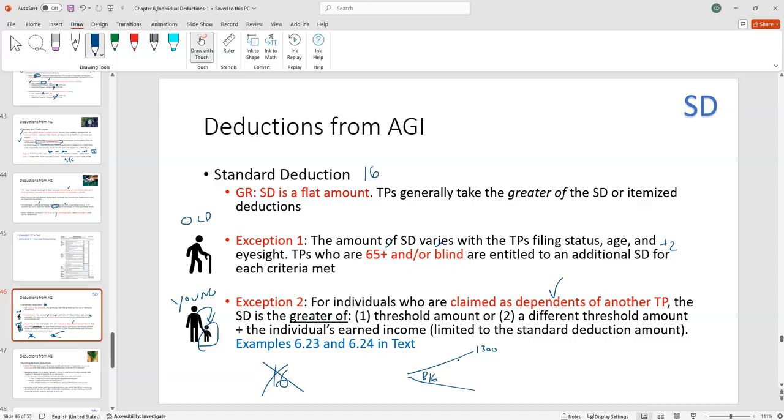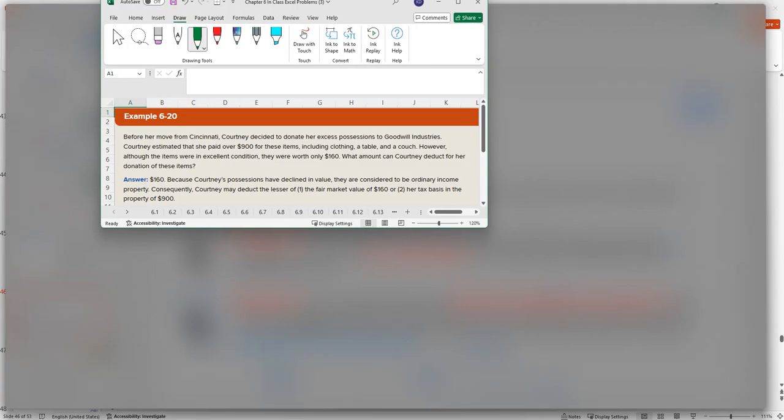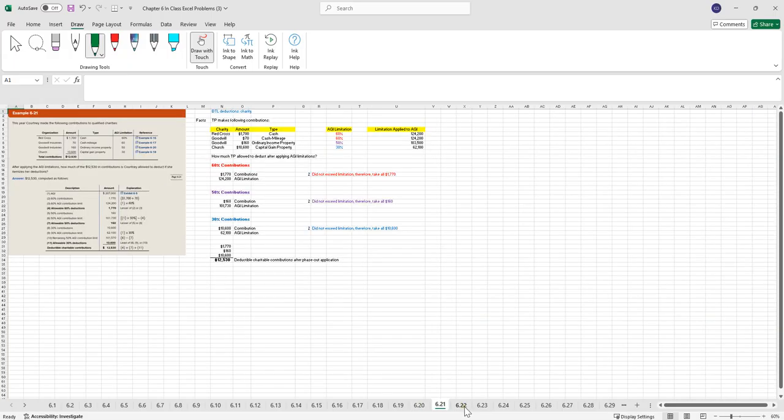Check the book to make sure, if you're doing the homework, for the exact amount for the year, or a different threshold amount, plus the taxpayer's earned income. So I think for this year it's around $450. Again, you have to check the book on that, plus the earned income. So for most people, if you don't work or anything and you're claimed by mom or dad, your standard deduction will be $1,300. But let's look at some examples here.